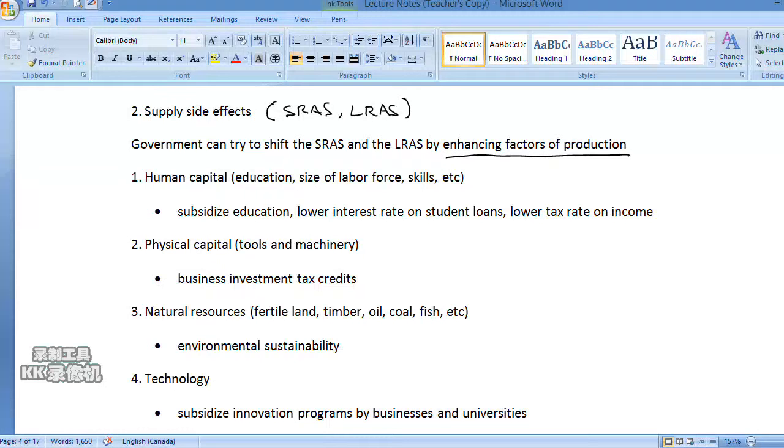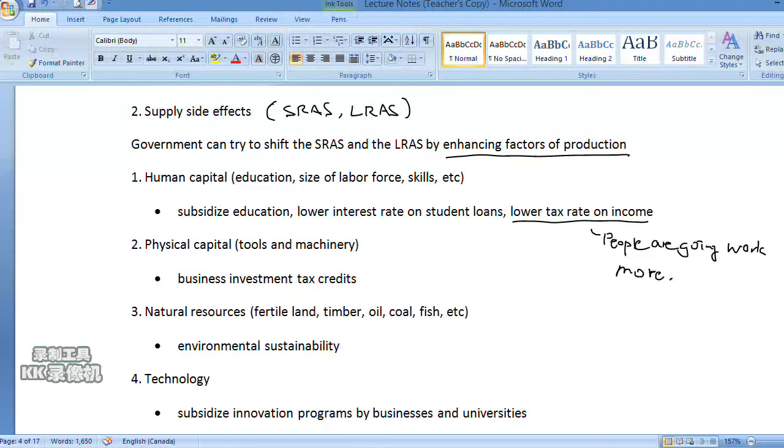What the government can do is subsidize education, lower interest rate on student loans, or even lower tax on income. When they lower tax rate on income, people are going to work more, because the after-tax income has increased.